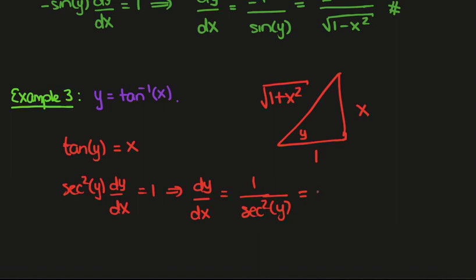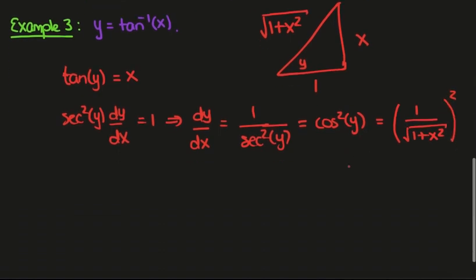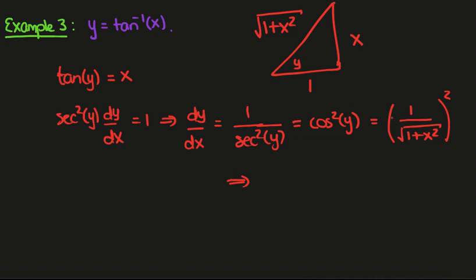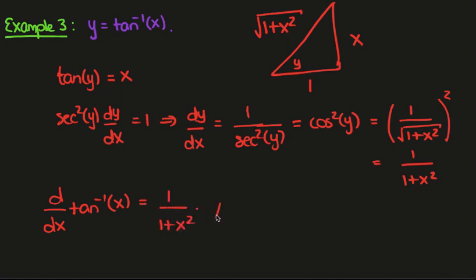Now 1 over sec squared y is the same as cos squared y, but cos is adjacent over hypotenuse, so we'll have 1 over the square root of 1 plus x squared, squared. But now this squared is just 1 over 1 plus x squared. So in particular, what we observe is that the derivative of arctan of x is 1 over 1 plus x squared.